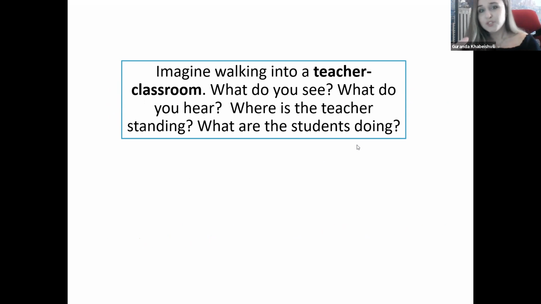I want you to imagine walking into a teacher-centered classroom. What do you see? What do you hear? Where is the teacher standing? What are the students doing? Can you please answer my question? If it is a teacher-centered setting, I could see the teacher standing in the center.